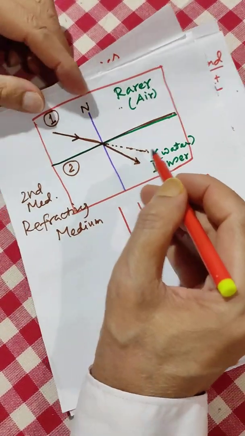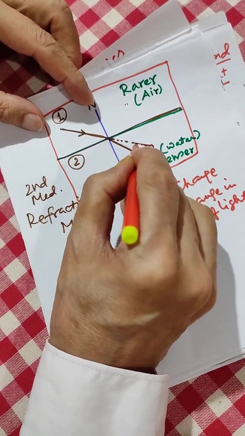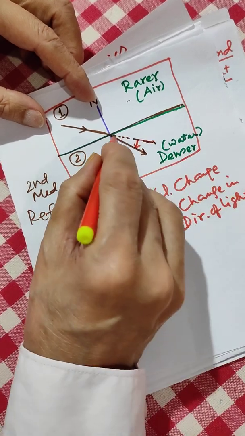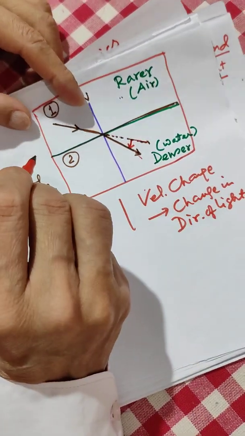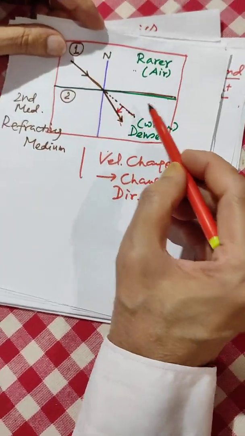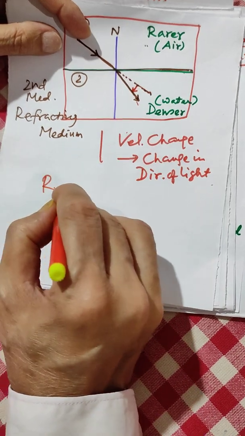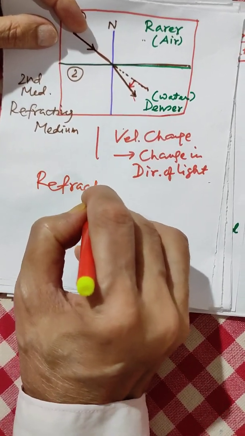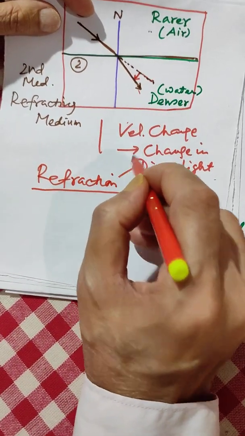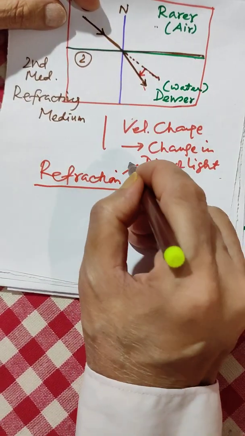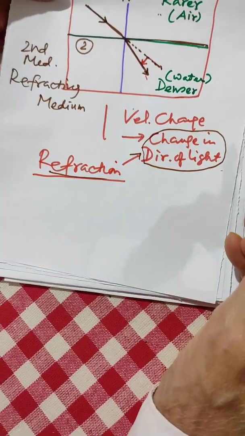That means light is deviated from the original direction. This is the original direction. So light is deviated. You see? Light is bending, light is deviating, or light is deflecting. So this deviation, this change of direction, is called refraction. So what is refraction? This change of direction of light. You see, this change of direction of light is the refraction.